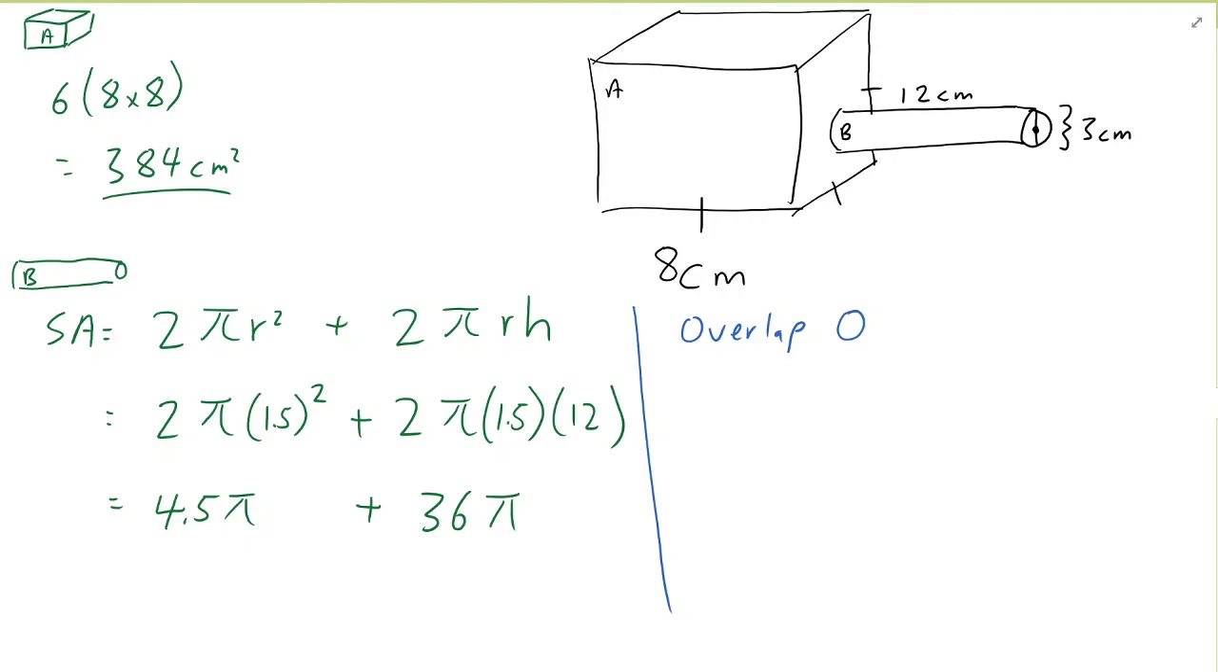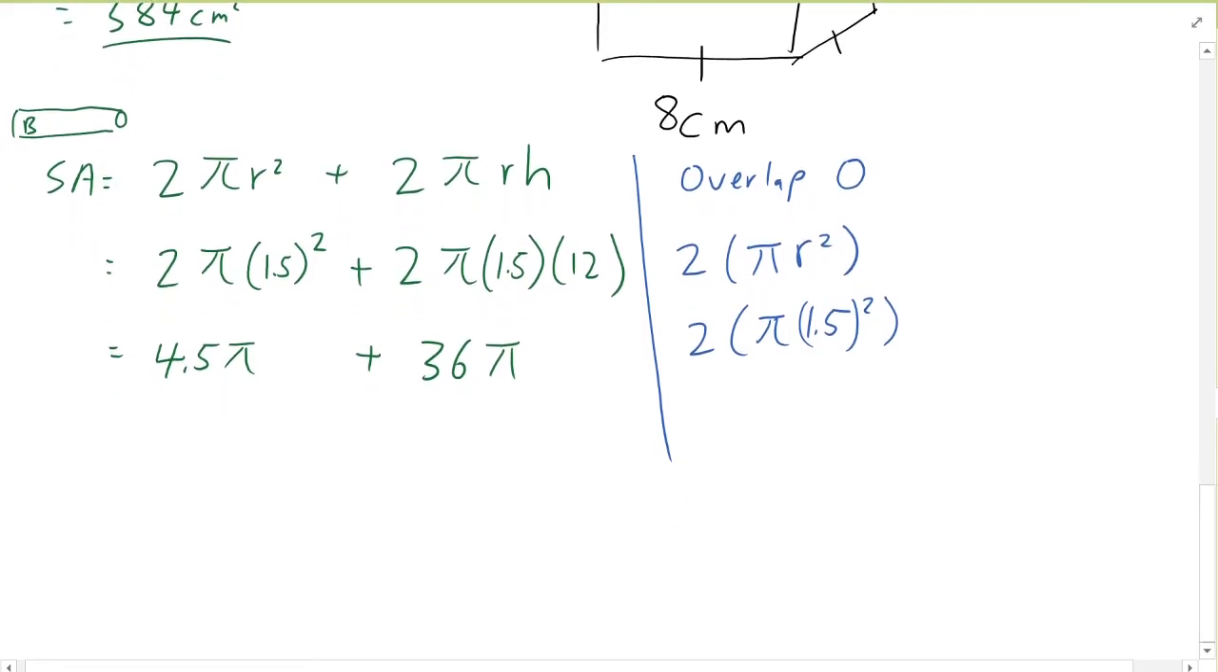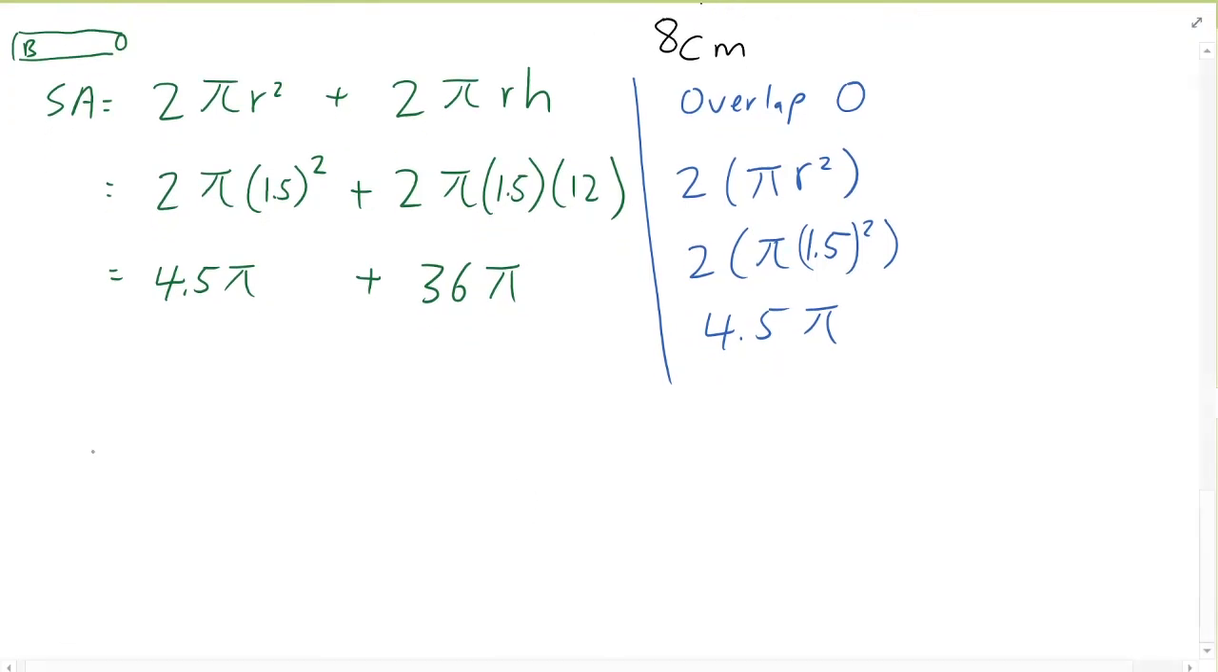So we have two circles that need to be removed from our total surface area. So our overlap is going to be two of these circles. Pi r squared is the formula for a circle. And let's go ahead and plug in our numbers. Pi r, 1.5 squared. So this works out to be 4.5 pi.